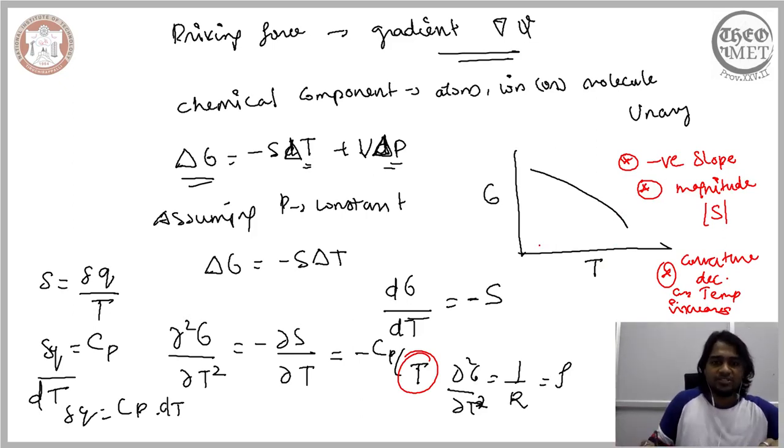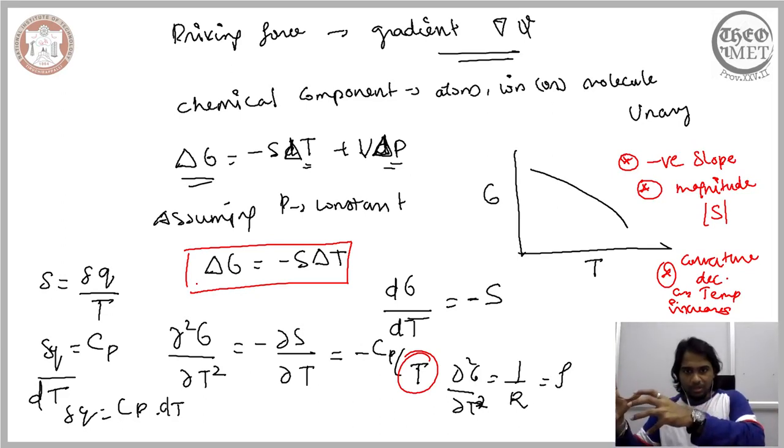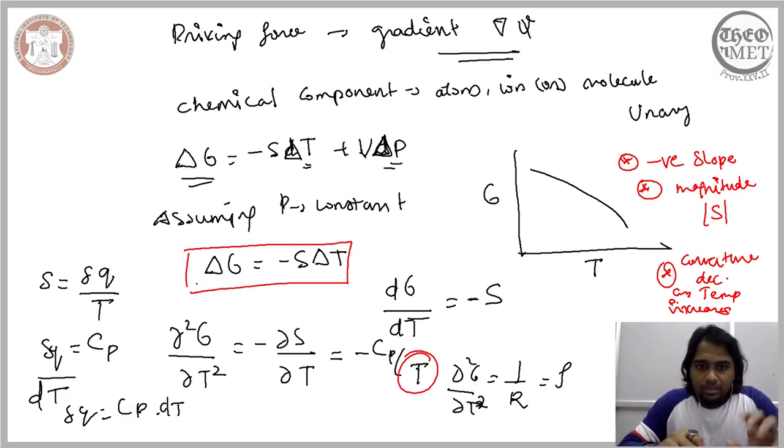So just from this expression and our understanding of how the Gibbs free energy can be related to the entropy, we are able to arrive at certain relations, or certain characteristic observations, of how the Gibbs free energy curve changes with respect to temperature.